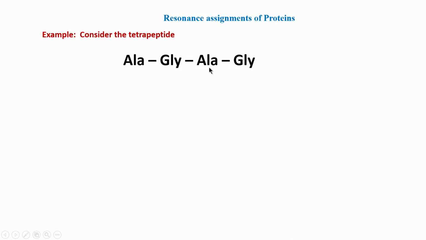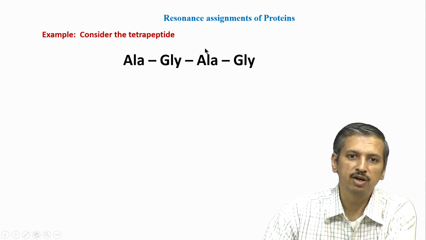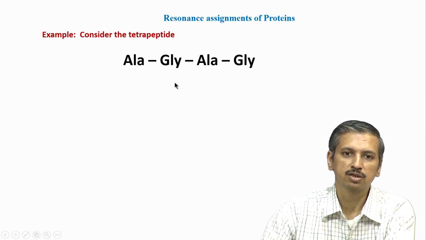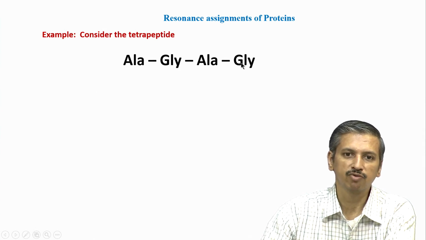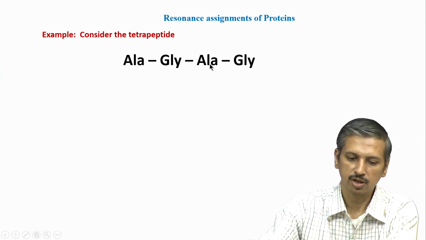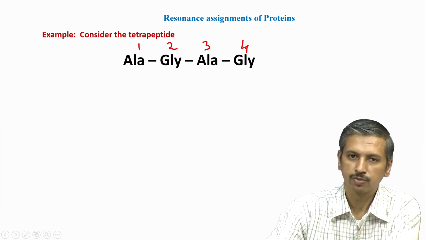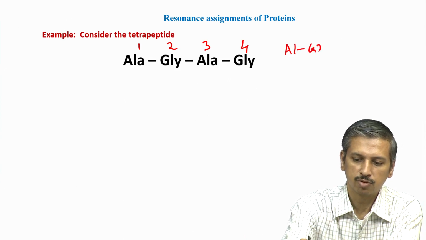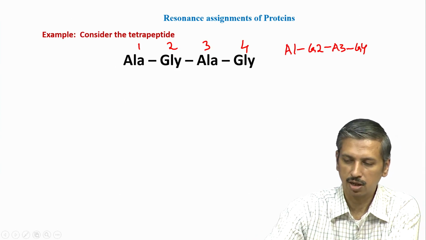Now you see there are 2 alanines and 2 glycines, which means I should not simply say that this is a chemical shift of glycine. I should also be able to identify which glycine has which chemical shift, not just say the peak is glycine, but say that is the chemical shift of glycine number 2, of glycine number 4, and this is alanine number 3. So we can number this peptide 1, 2, 3 and 4. I can write it in single letter code like this: A1, G2, A3, G4, G is for glycine, A is for alanine.